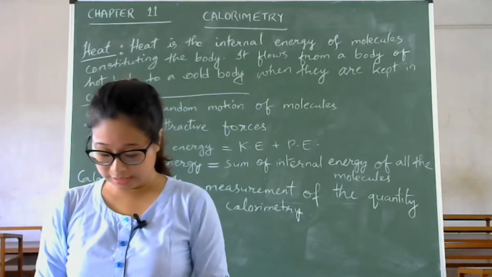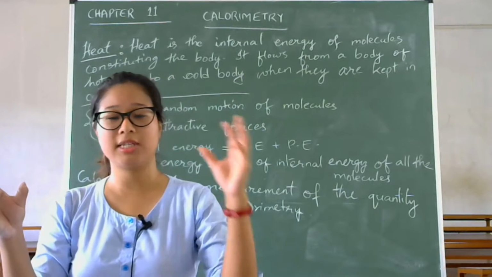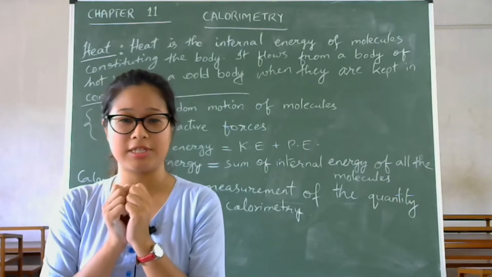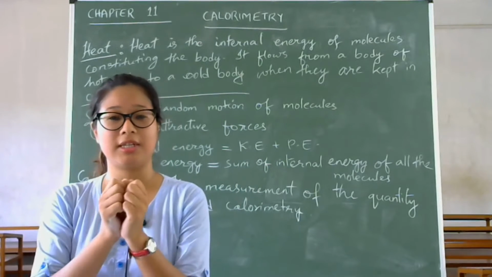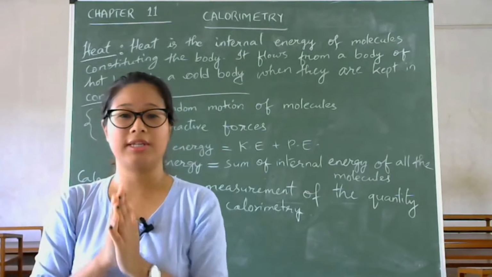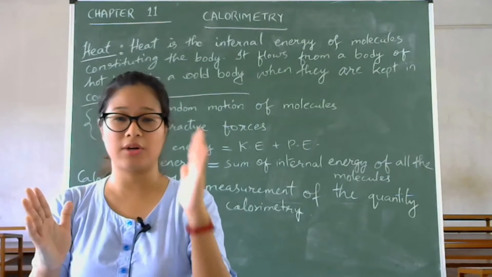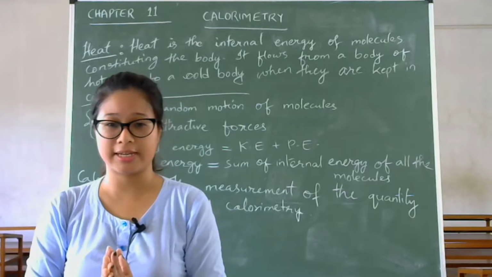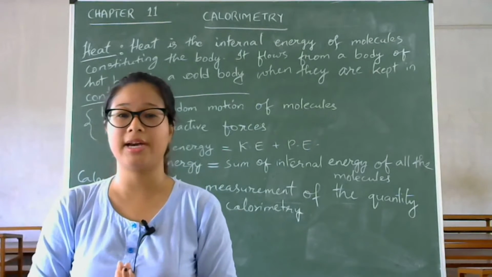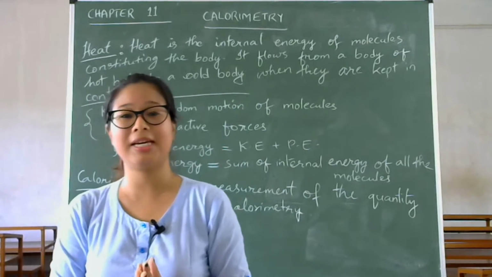Now let us say two bodies, one is a hot body and one is a cold body. When two bodies having different temperatures are kept in contact, what happens? The internal energy will flow from a hotter body to a colder body. This energy which flows from a hot body to a cold body when they are kept in contact is known as heat energy, or simply heat.